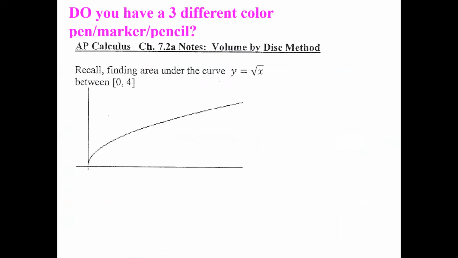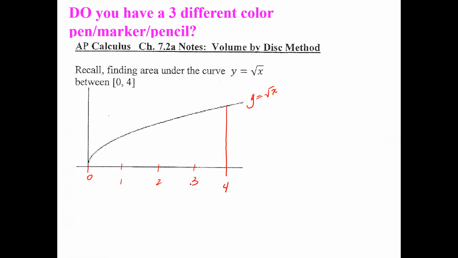I'm going to have you get started right here on this page of your guided notes. We're going to take a look, recalling the area of a curve y equals the square root of x, between 0 and 4. So here's 0, and I'm assuming if this right here is 4, then here is 1, 2, 3.